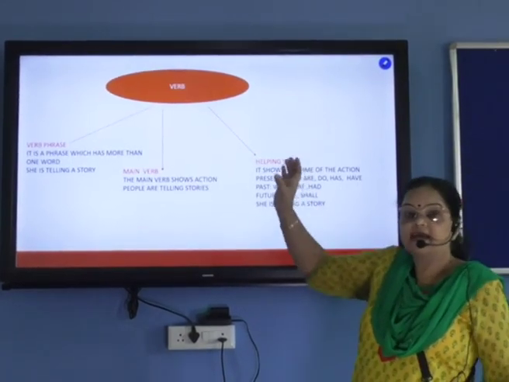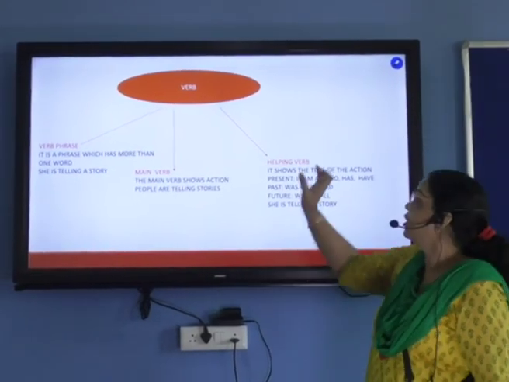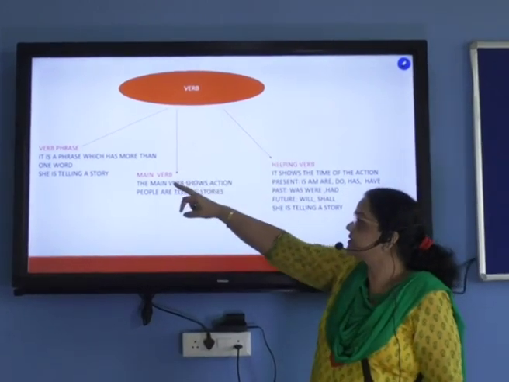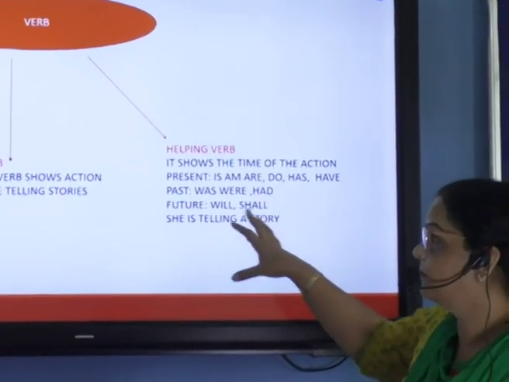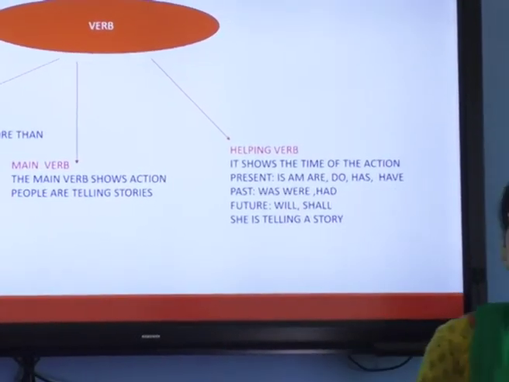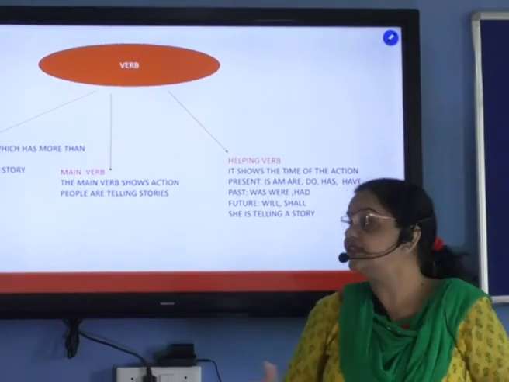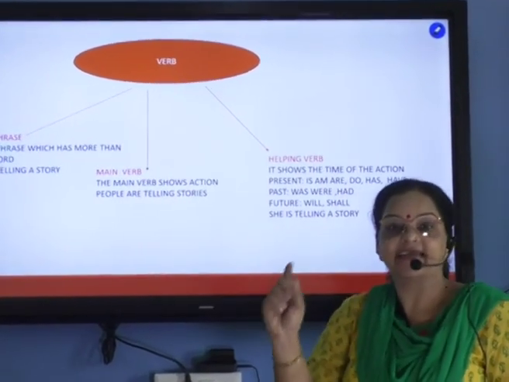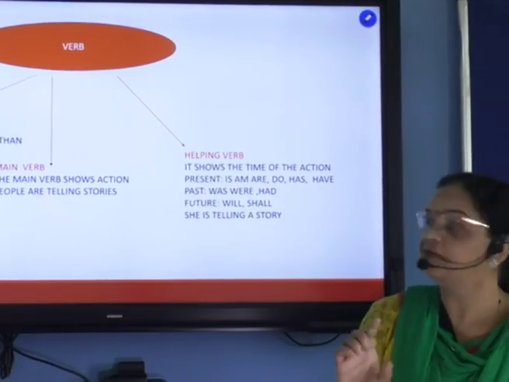Now, second, after subject, verb, object. Subject I have told you. Now we are going to deal with the verb. As I have told you, there is a verb phrase, main verb and helping verb. What is a verb phrase? It is a phrase which has more than one word. When a verb has more than one word, just like in this sentence, she is telling a story, is telling is a verb phrase.